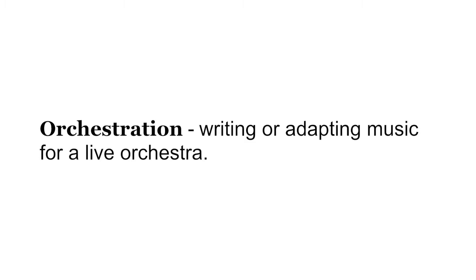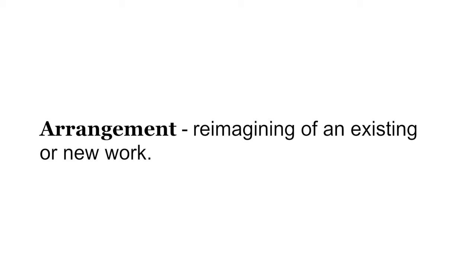Orchestration in a traditional sense is writing or adapting music for a live orchestra. When orchestrating pre-existing music, the original notes and harmonies are kept intact and are not altered at all. An arrangement is a reimagining of an existing or new work. Arranging may involve changing harmonies, altering the tempo, and choosing the instrumentation. Orchestration and arranging are related, but they're different.